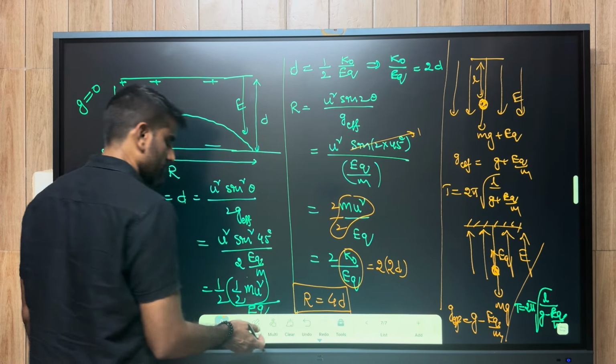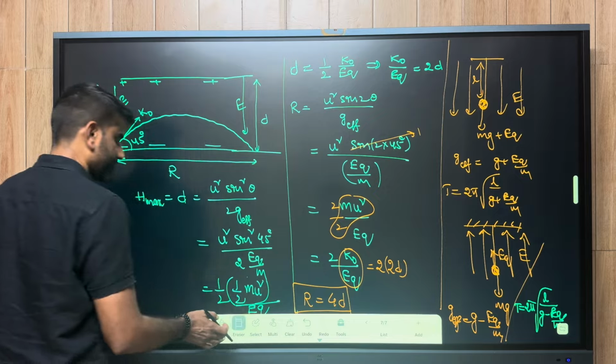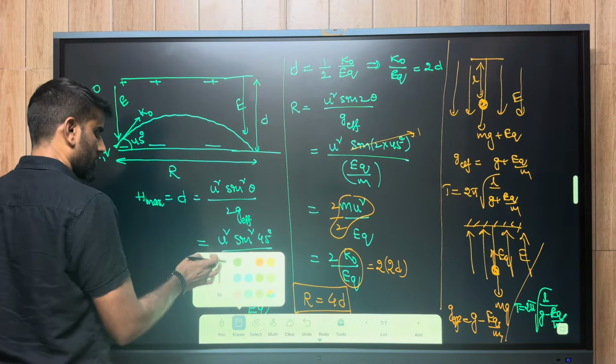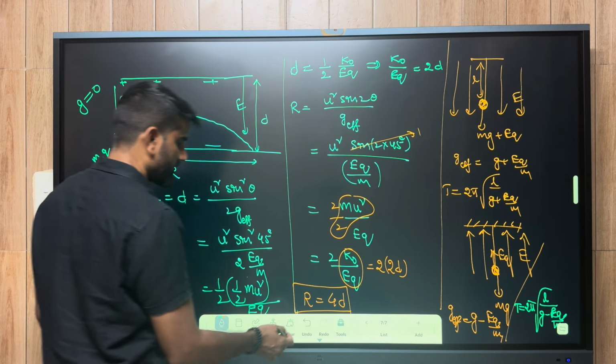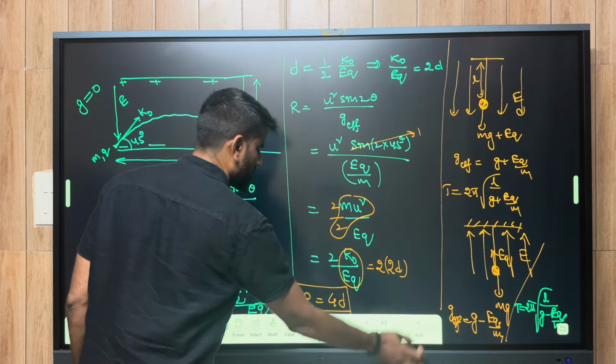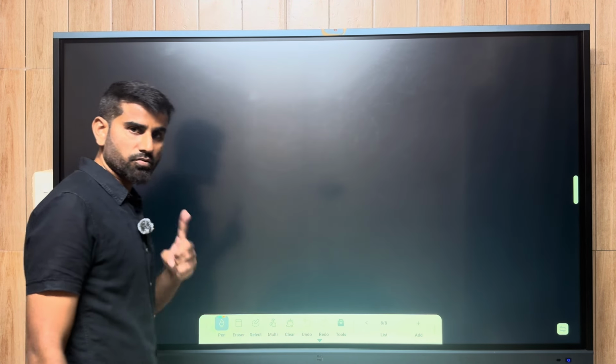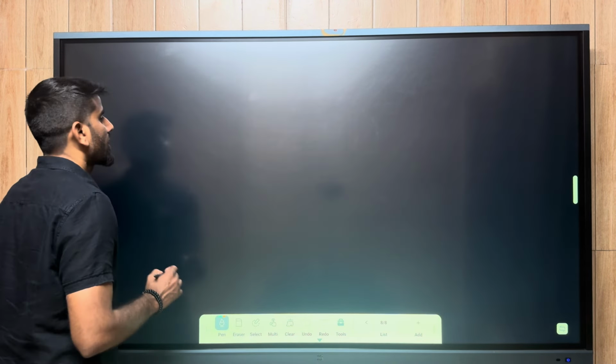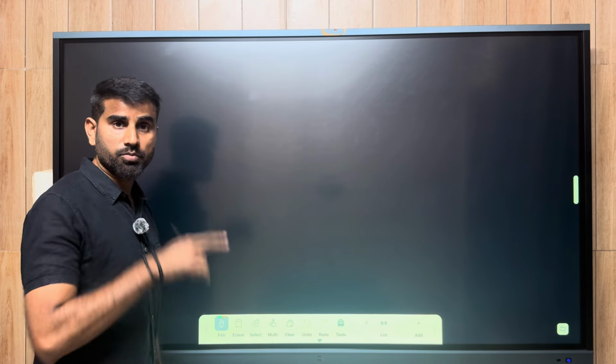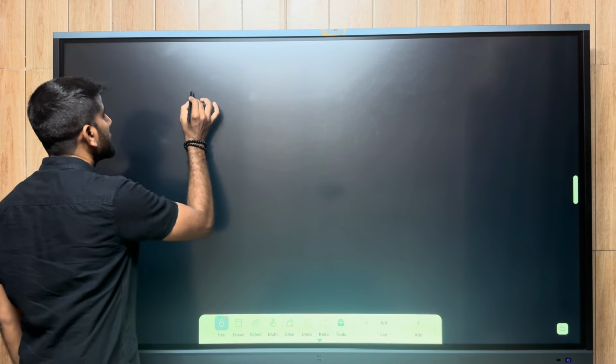I'm going to take this diagram. Okay, let's clear this page. Let's go to one more page. Okay, let's discuss one more key point. Vertical circular motion related concept.